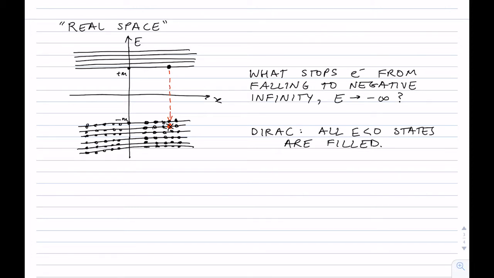And then he even gives us an extra idea. What is a positron then? A positron, so if all of these negative energy states are filled with electrons to stop the real electrons from falling down to minus infinity, then a positron is a hole in the Dirac sea.